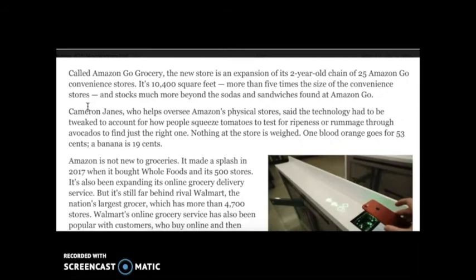Called Amazon Go Grocery, the new store is an expansion of its 2-year chain of 25 Amazon Go convenience stores. It's 10,400 square feet, more than 5 times the size of the convenience stores, and stocks much more beyond the sodas and sandwiches found at Amazon Go. Cameron Janes, who helps oversee Amazon's physical stores, said the technology had to be tweaked to account for how many people squeeze tomatoes to test for ripeness, or rummage through avocados to find just the right one. Nothing at the store is weighed. One blood orange goes for 53 cents. A banana is 19 cents.